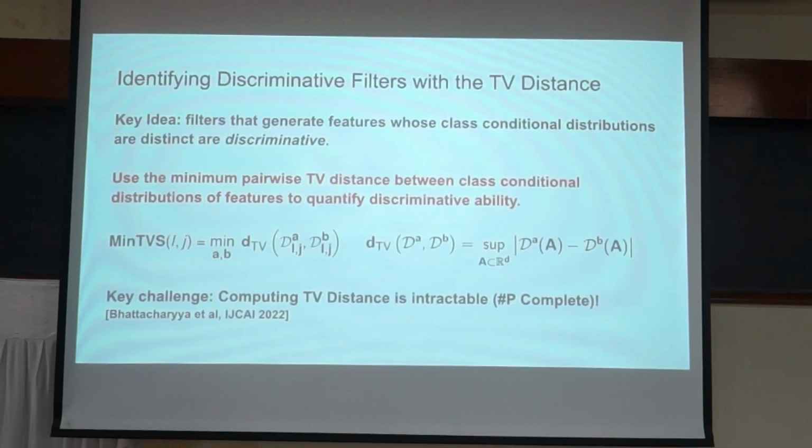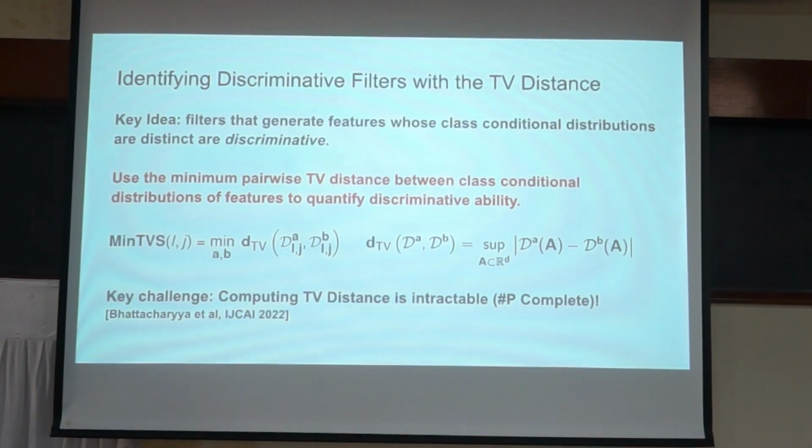Now, how do you identify all of this? I'm sensing I'm running out of time, so I'll try to go a little fast. One good measure of the difference between distributions is the TV distance, the total variation distance. You take the output for a class A and a class B, and suppose now that I have many classes.